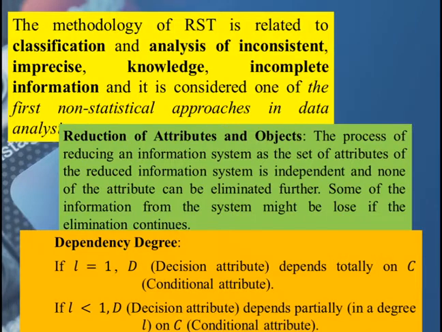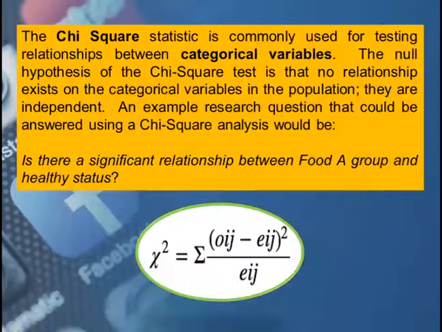This slide shows what the chi-square statistic means. I believe that some of you are very familiar with the test. The chi-square test is commonly used for testing relationships between categorical variables. The null hypothesis of the chi-square test is that no relationship exists between the categorical variables in the population; they are independent. An example research question that could be answered using a chi-square test is: is there a significant relationship between food A group and healthy status? Here I also show how to calculate the chi-square using the formula.